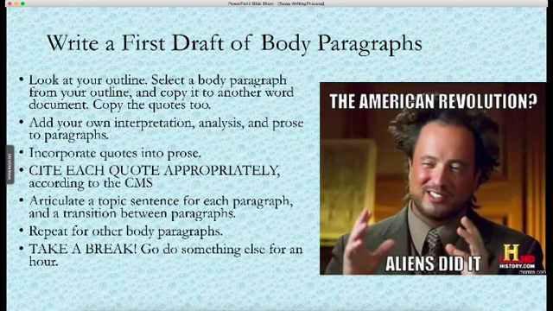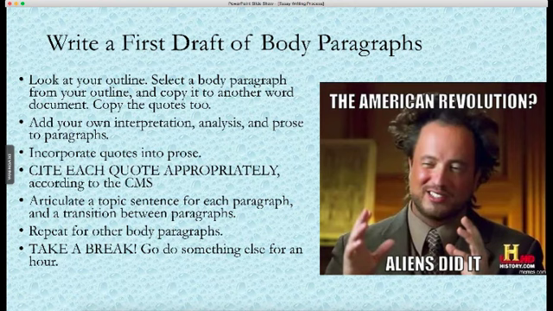You also need to be citing each quote appropriately, according to the Chicago Manual of Style. There are several citation guides posted to D2L. Take a look at those. There's also citation information on the essay prompt handout.